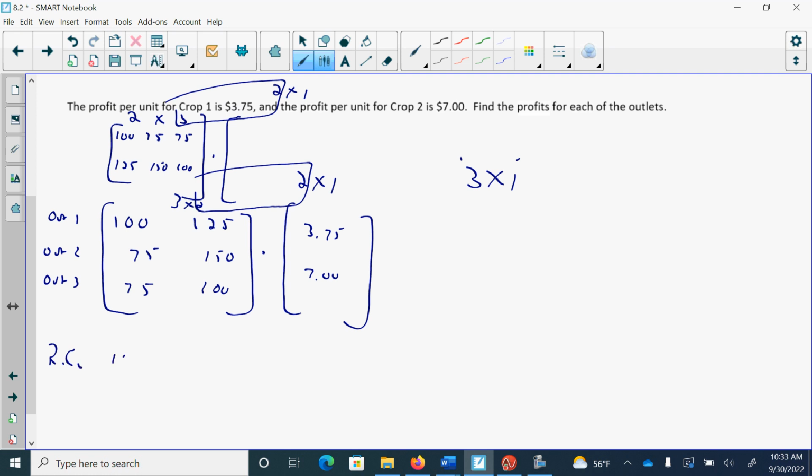So for row 1, column 1, I'm going to take 100 times 375. I cannot mental math this. And then 125 times 7. And somebody nice is going to tell me the answer.